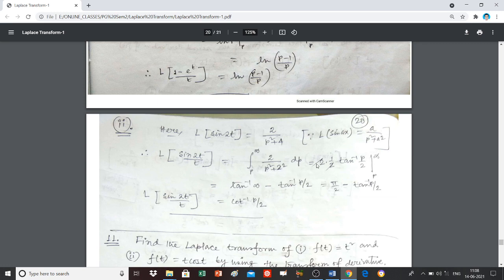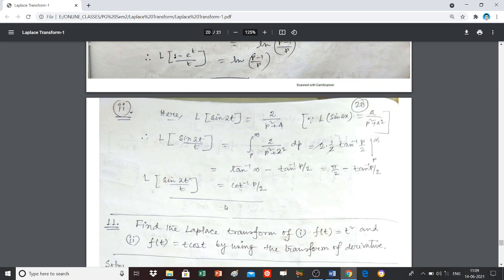This has the form dp by p square plus a square, and in this case a is equal to 2. So that will give you 1 by a tan inverse p by a, that means 1 by 2 tan inverse p by 2, and the 2s cancel each other, from p to infinity. Using the limits, tan inverse infinity minus tan inverse p by 2 finally gives cot inverse p by 2. So the Laplace transform of sin 2t by t is equal to cot inverse p by 2.